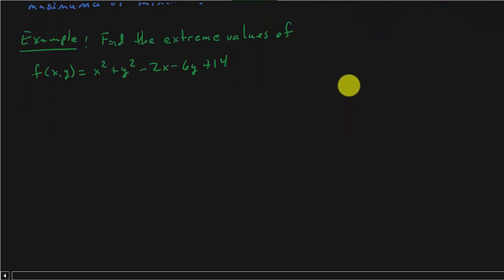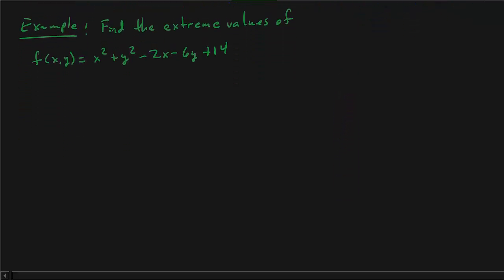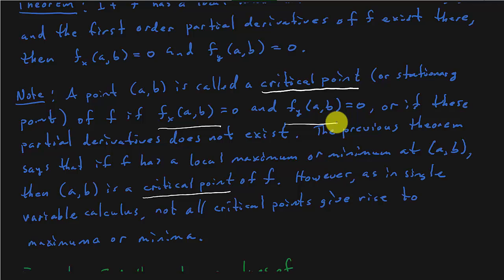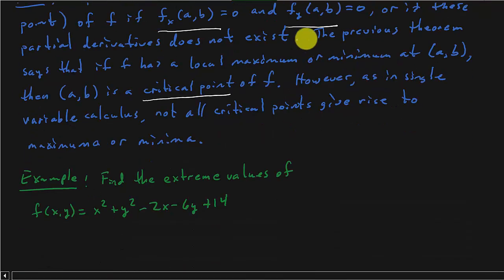So let's get started with some examples. It says find the extreme values of f(x, y) = x squared plus y squared minus 2x minus 6y plus 14. So what does it say to do? We need the partial with respect to x and the partial with respect to y, and then we'll set those equal to 0. That's going to give us our critical point.